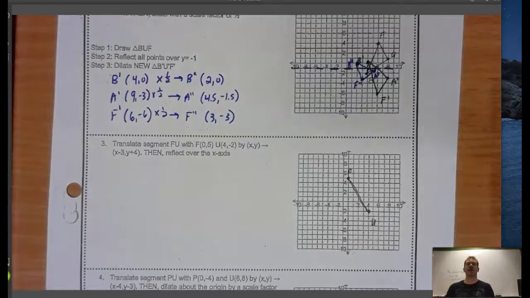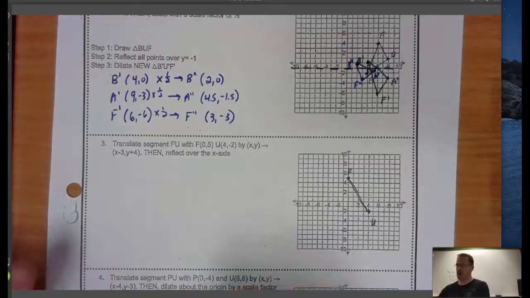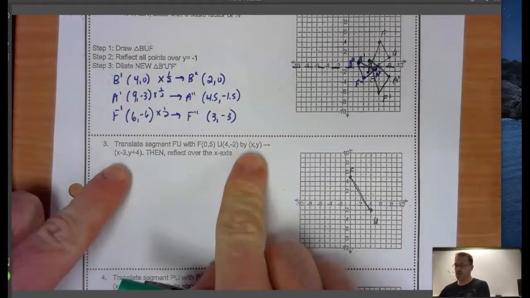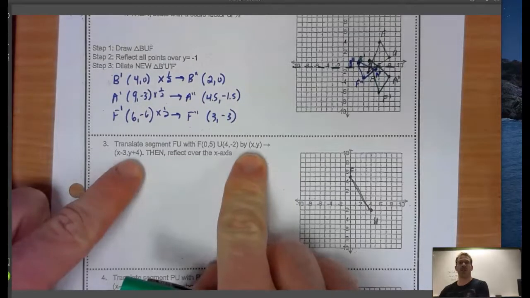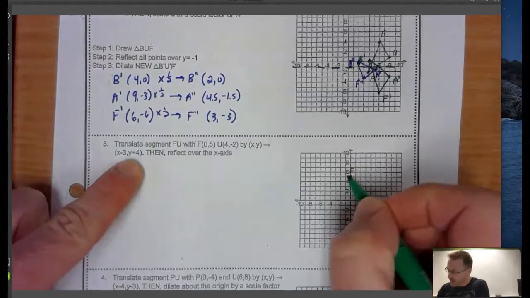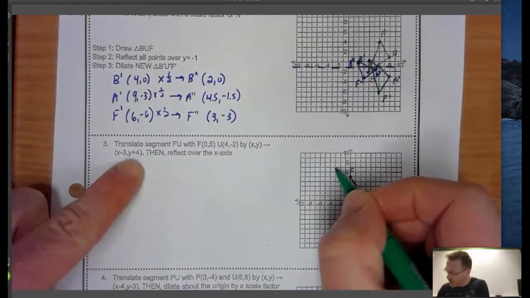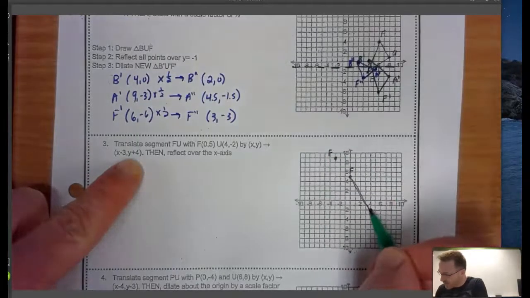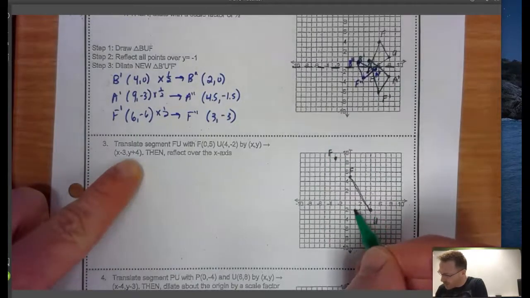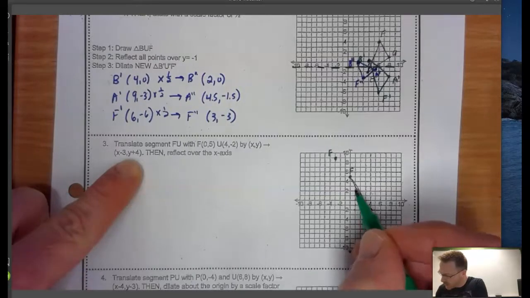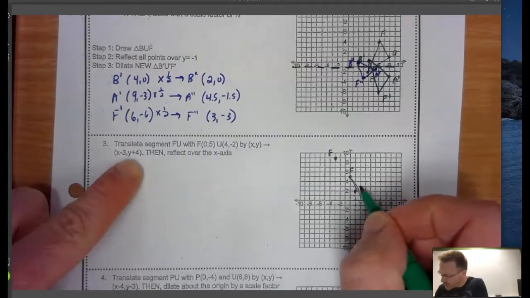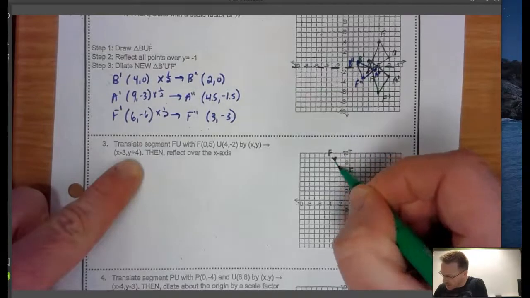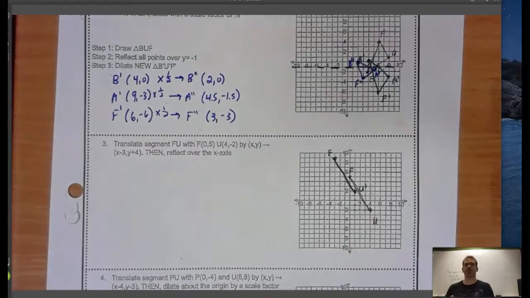Now notice what we have to do here first. We have a translation first. So we have to move it to the left 3 and then up 4. So left 3, so 1, 2, 3, and then up 1, 2, 3, 4. So there's F prime. And then to the left 3, 1, 2, 3, and then up 4, 1, 2, 3, 4. And so there's U prime. So now there's our new segment based on our translation.